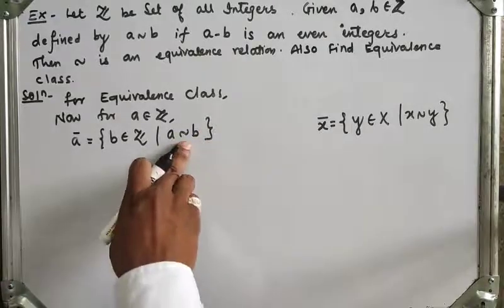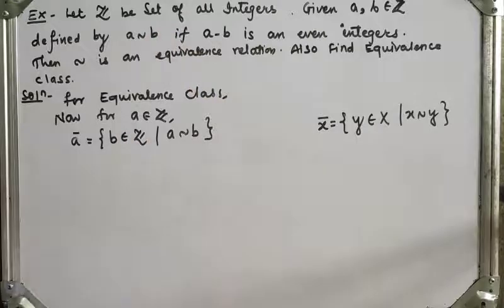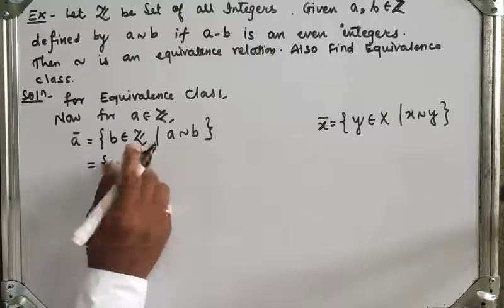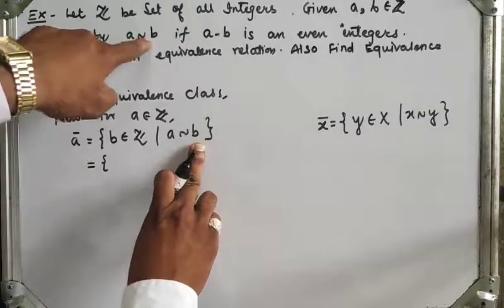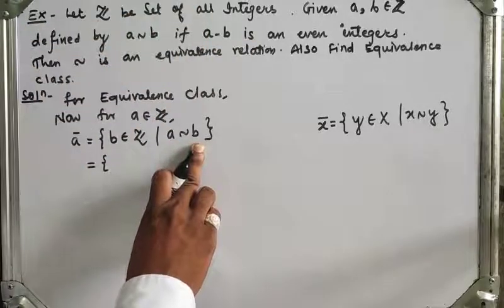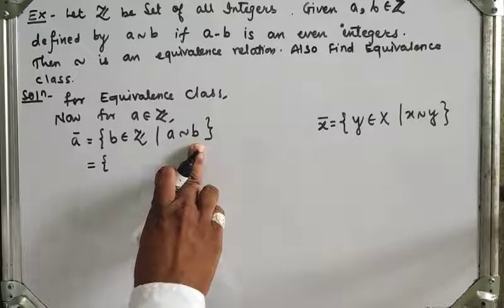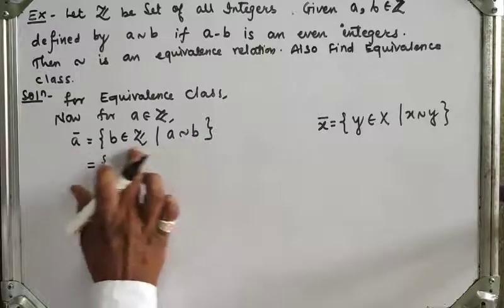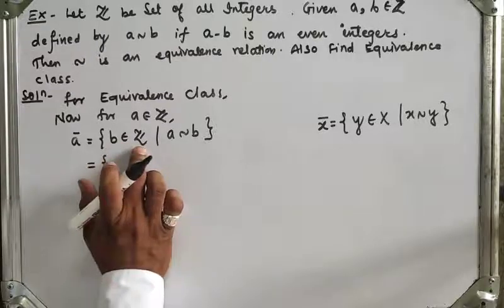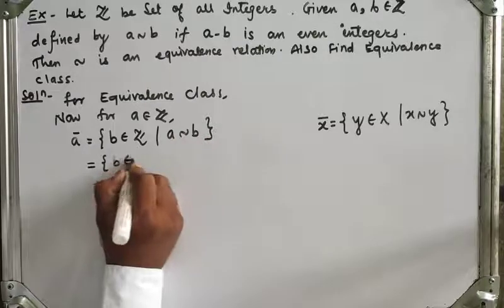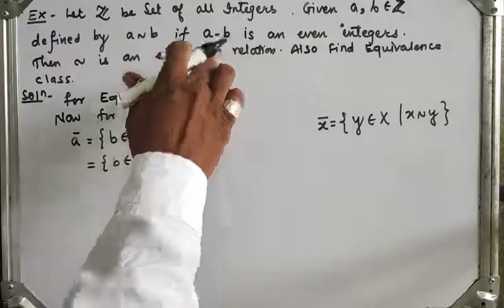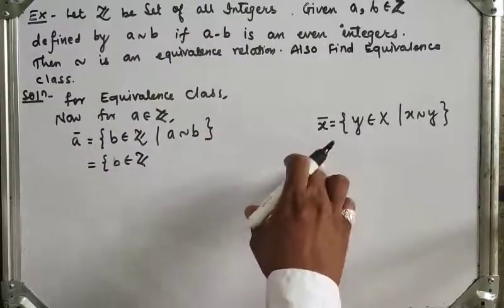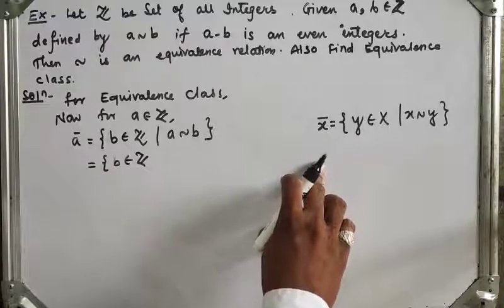Here the equivalence relation is a minus b is an even integer, right? So the set of all those b belongs to the set of integers such that a is equivalent to b, where the relation is a minus b is an even integer. So I will write it as: the set of all those elements b belongs to the set of integers. Here tilde is an equivalence relation, which means it satisfies three relations: first the reflexive relation, second the symmetric relation, and third the transitive relation.